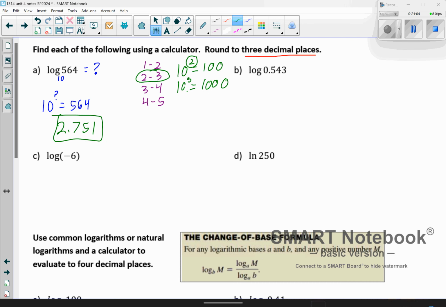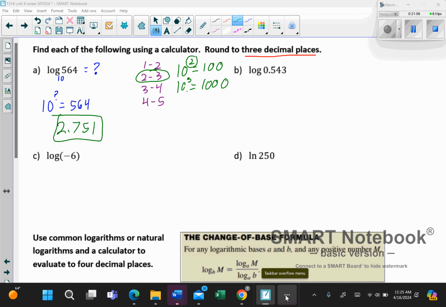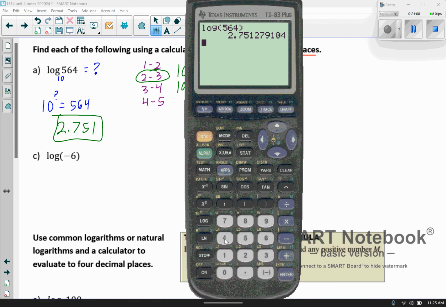And if I want, I could put that in the calculator and we can see how close that is. So I can do 10 raised to the power of 2.751. And it gets me pretty close. Not exact, but I'm pretty close. But the more decimal places I add, the closer I'm going to get to 564.